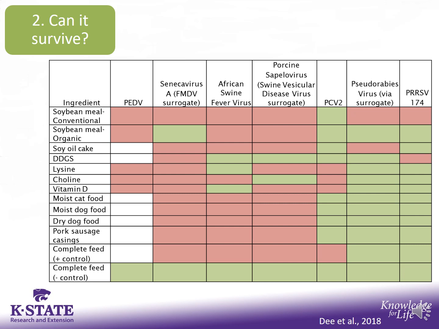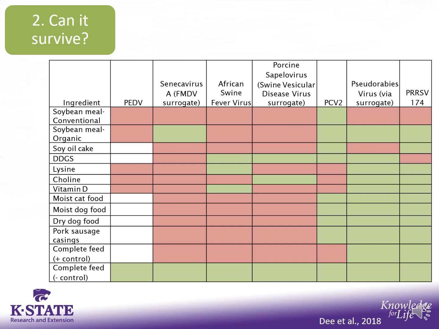First would be by virus type. You can see with PEDV that there are a number of viruses not tested. However, those that were demonstrate that PEDV is highly likely to reside within feed or ingredients. Likewise, Seneca virus, the surrogate for foot and mouth disease, as well as African swine fever virus and porcine sapelovirus, survived in nearly all the tested ingredients. Alternatively, PCV2, the surrogate for pseudorabies virus, and PRRS had limited survivability.